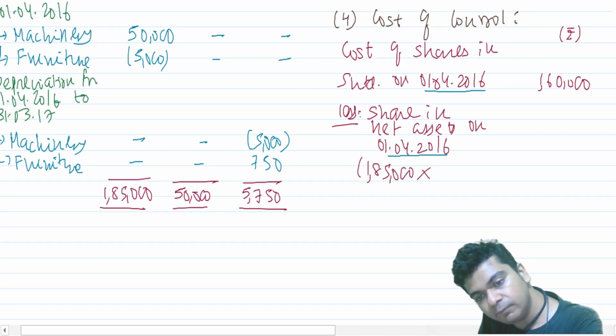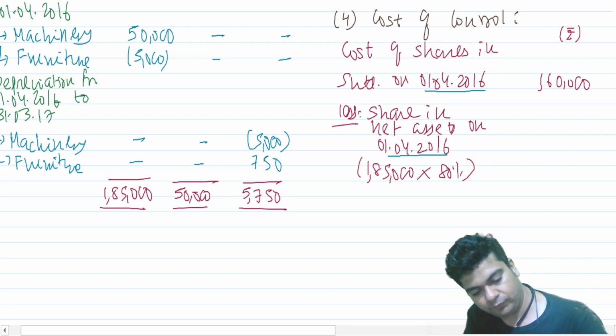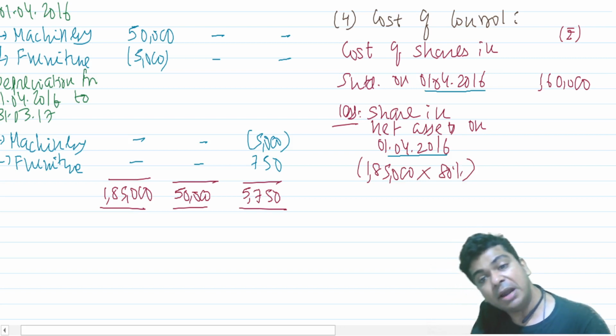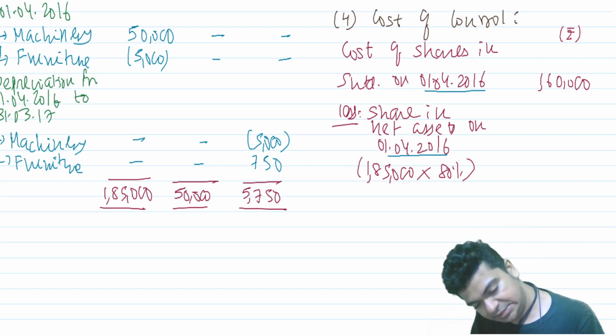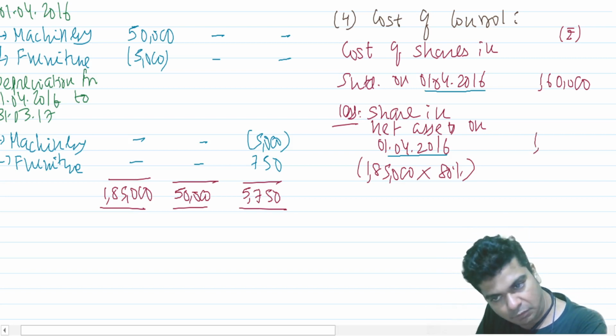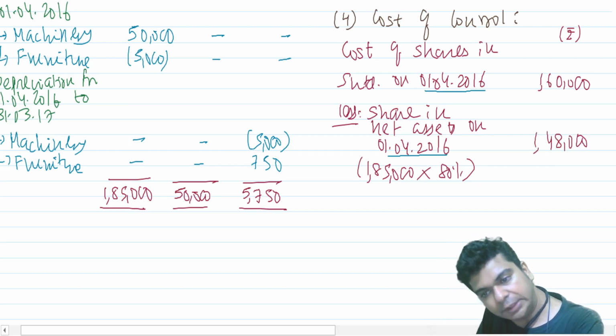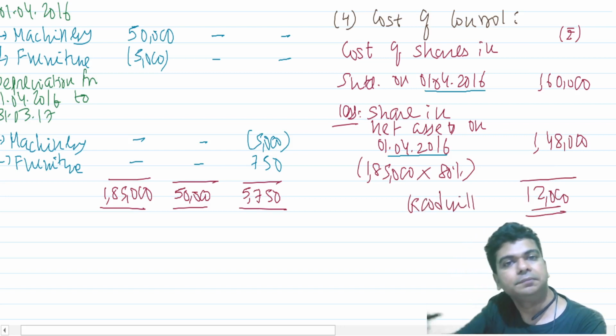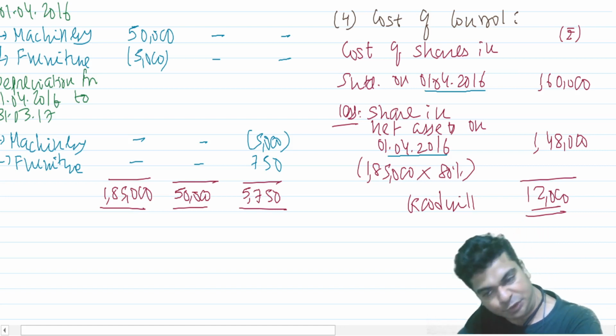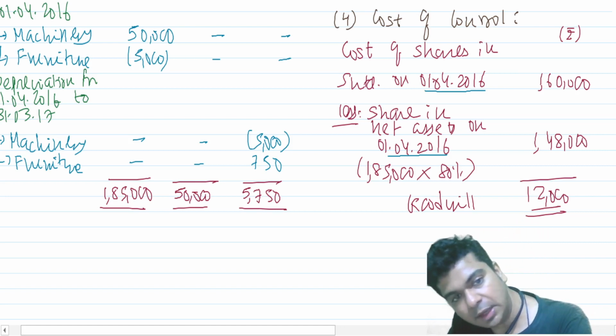1,85,000 into 80%. Do not compare 1,60,000 directly with 185. 1,60,000 is the cost of 80% shares, so net assets should also be 80%. 148. You have paid 12,000 extra. That's your goodwill. Right, so we get our goodwill: 12,000.